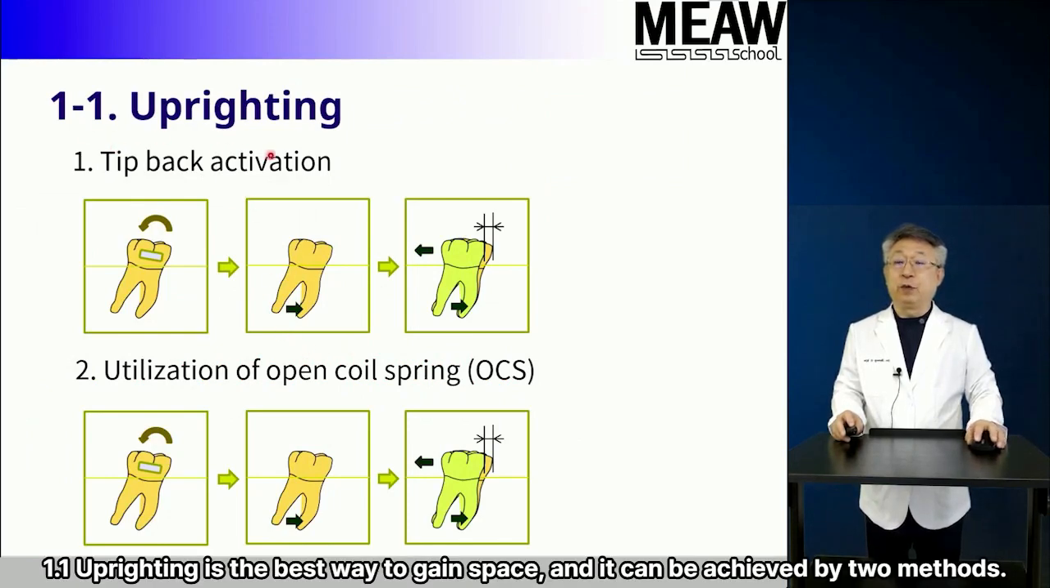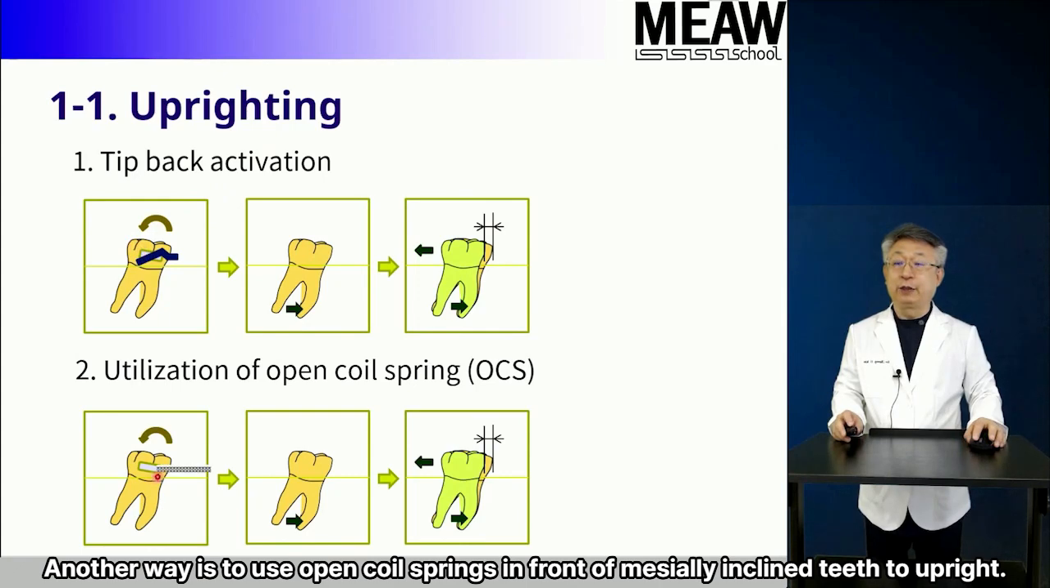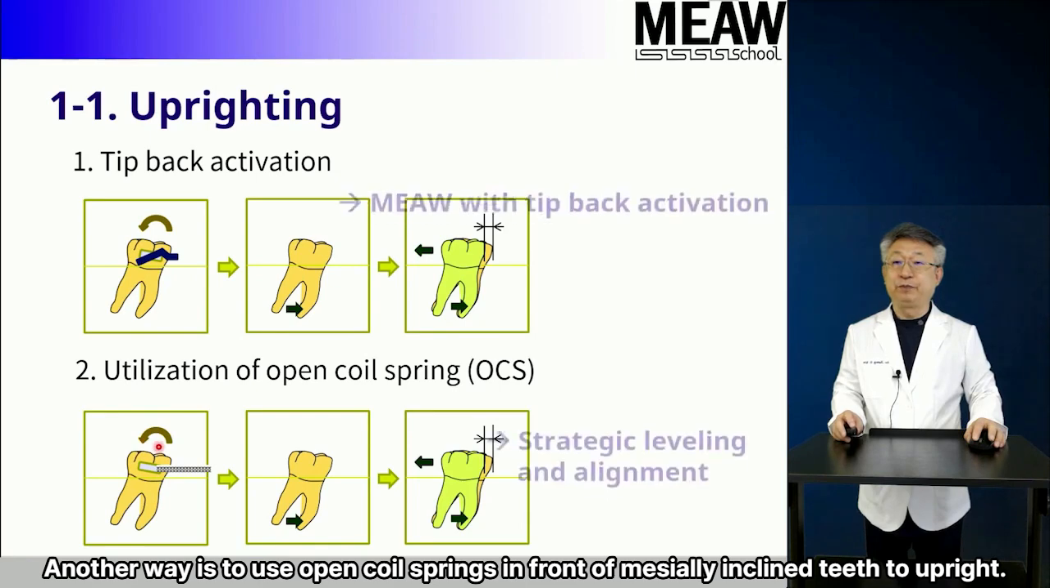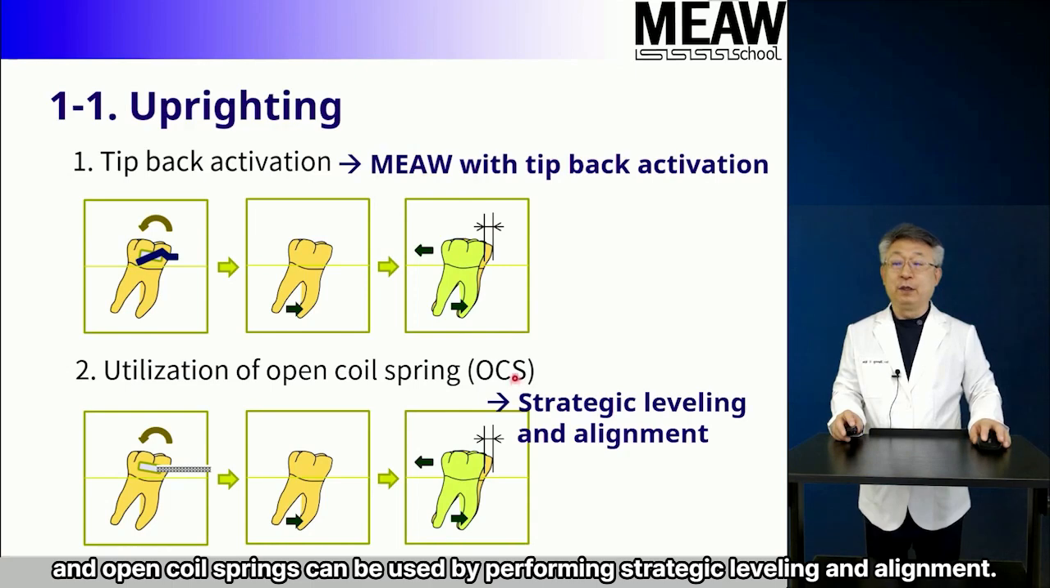1. Uprighting is the best way to gain space, and it can be achieved by 2 methods. The first is tip-back activation, which is the distal movement of cusp tip. Another way is to use open coil springs in front of mesially inclined teeth to upright. Tip-back activation can be obtained with MEAW arch wire, and open coil springs can be used by performing strategic leveling and alignment.